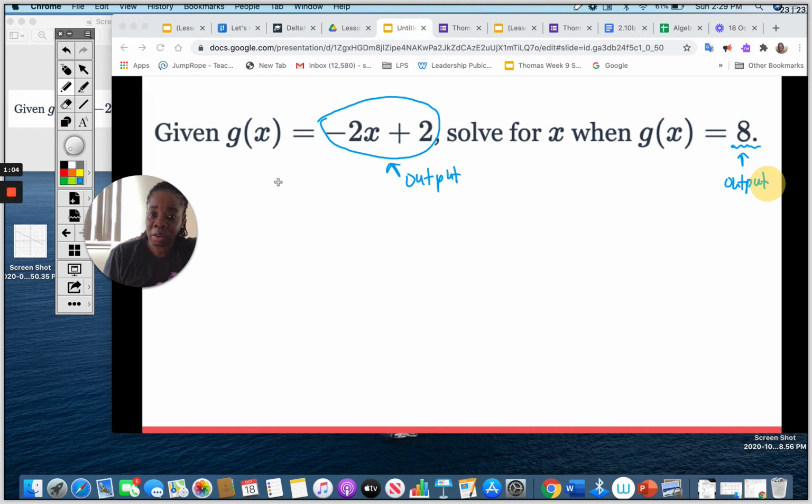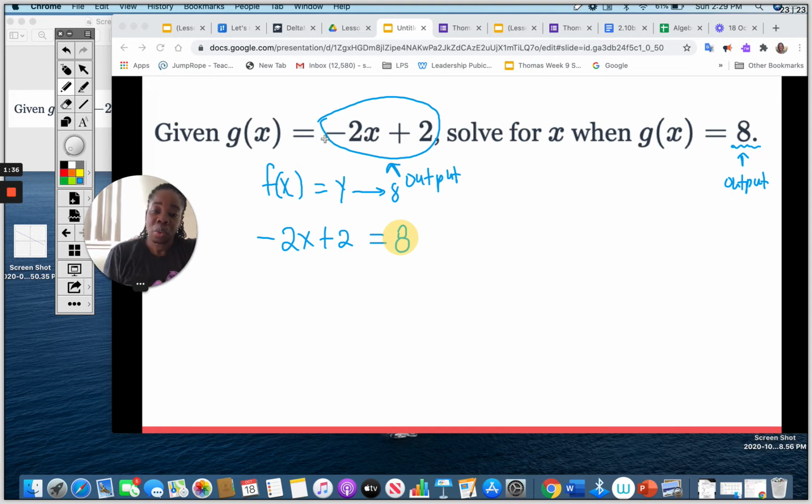So generally, when we think about our function notation, f of x is equal to y, which is our output, and our output is equal to 8 in this case. So what we do is we're going to set our output value equal to 8. So we will start off by saying negative 2x plus 2 is equal to 8.